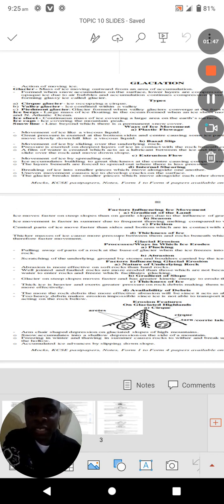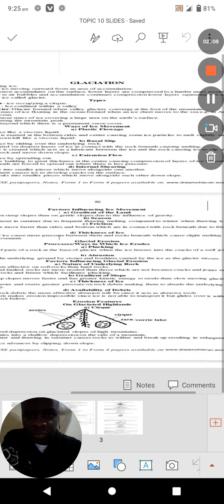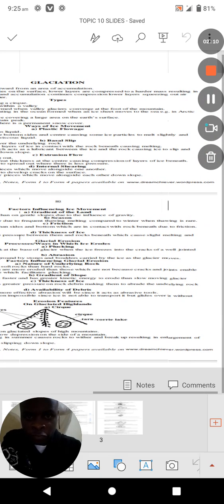Now, types of glacier: we have the cirque glacier, which is ice occupying a cirque. The valley glacier is ice confined within a valley, and the Piedmont glacier is a glacier formed where valley glaciers converge at the foot of the mountain.